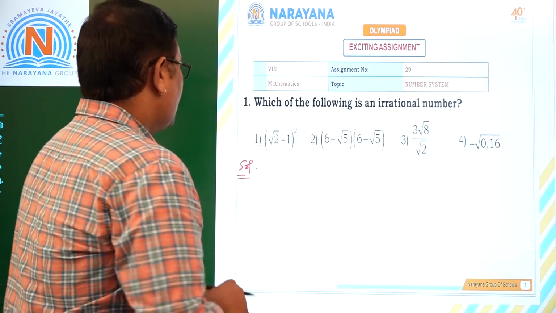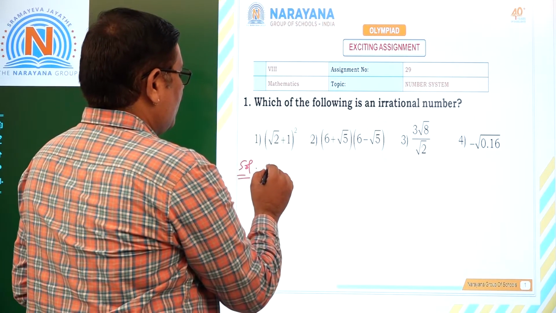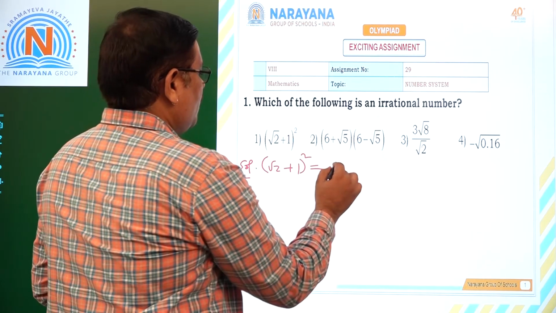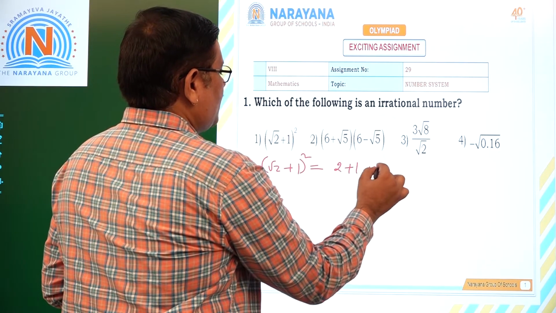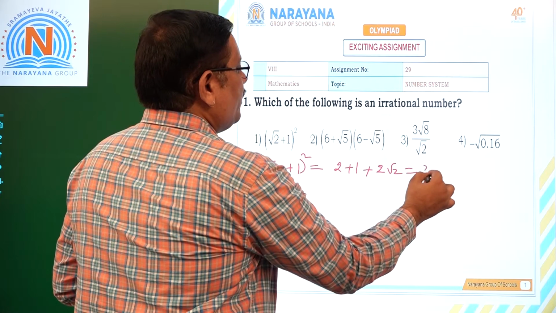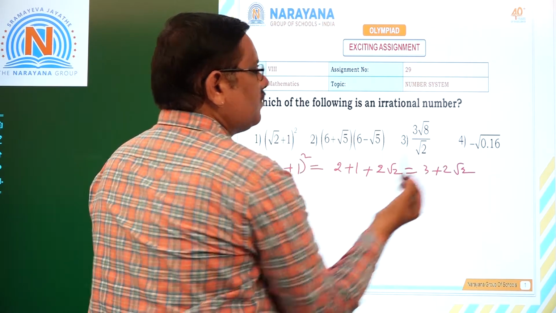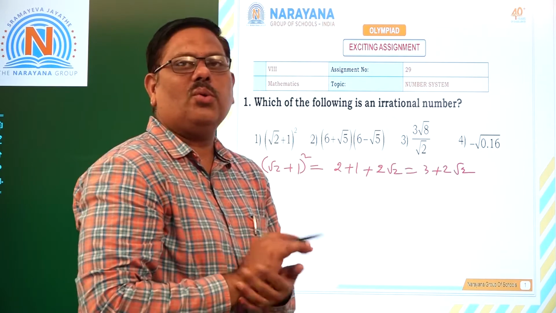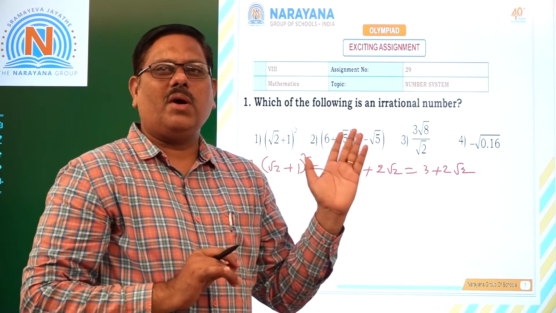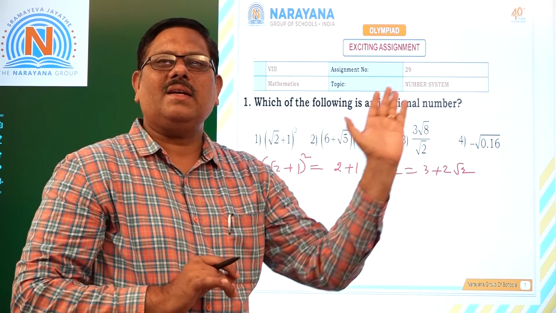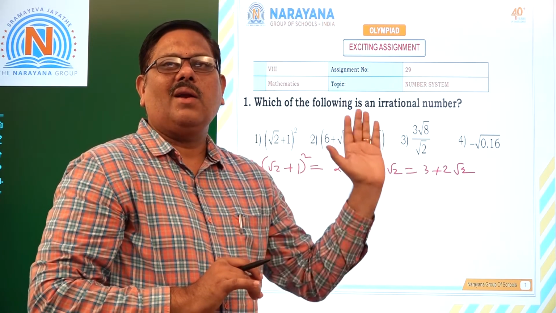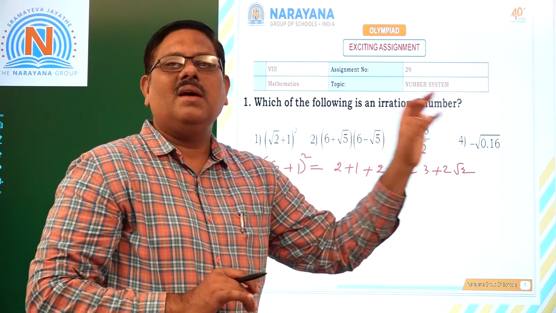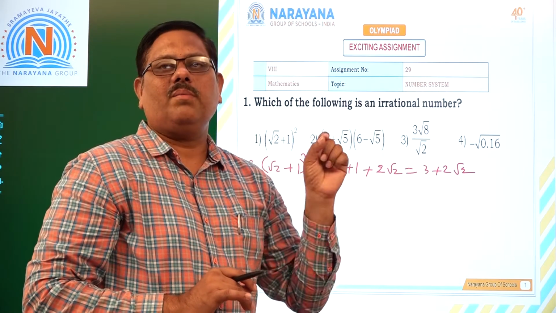Okay, now let us see (root 2 plus 1) whole square. If you see (root 2 plus 1) whole square, that is going to be 2 plus 1 plus 2 root 2. That is going to be 3 plus 2 root 2. Here in 2 root 2, if you take root 2, that is going to be 1.414 and so on. That is a non-terminating, non-recurring decimal, which we can never write in p by q form.